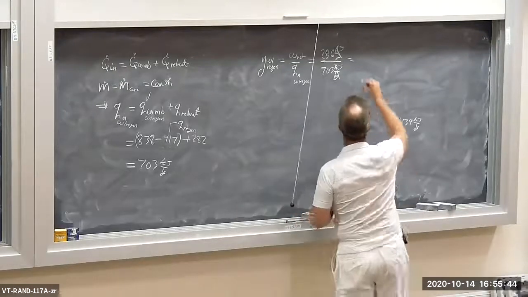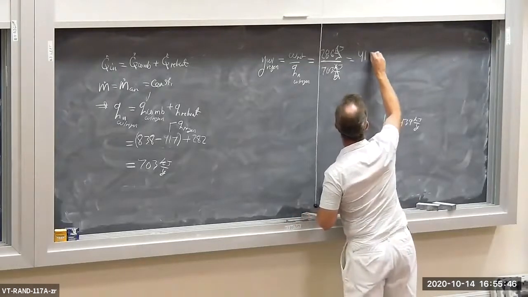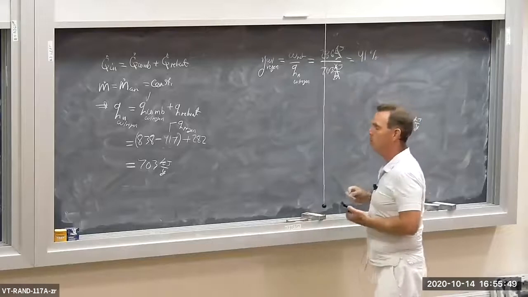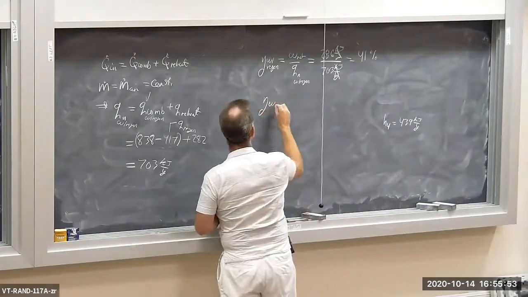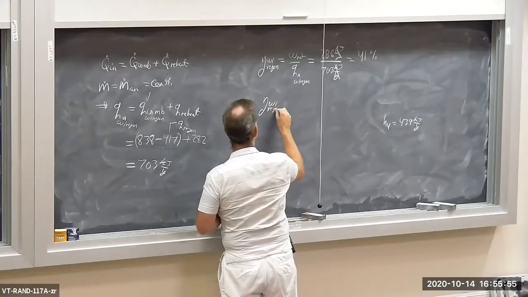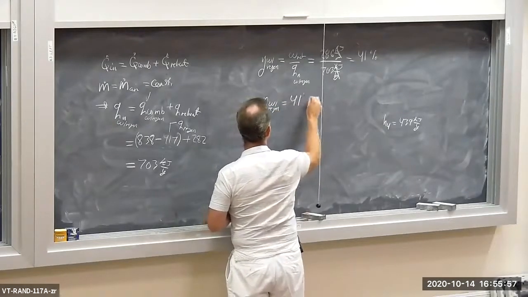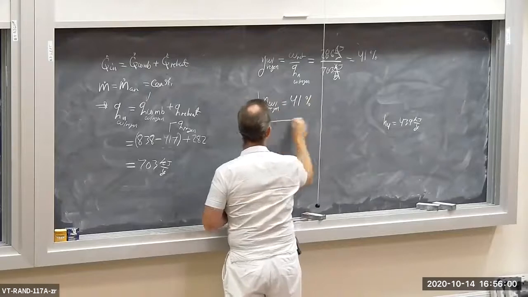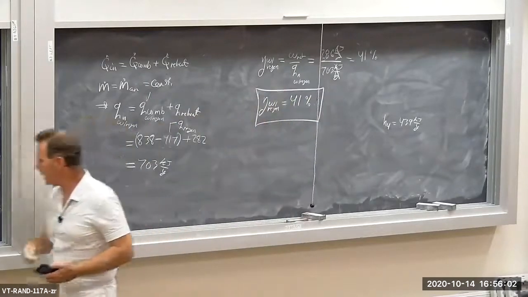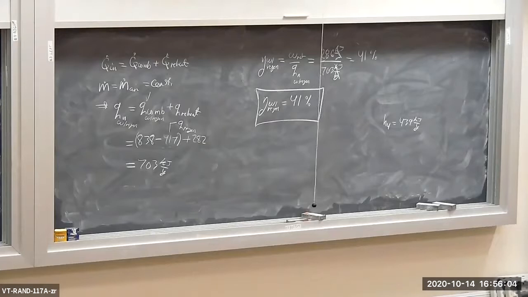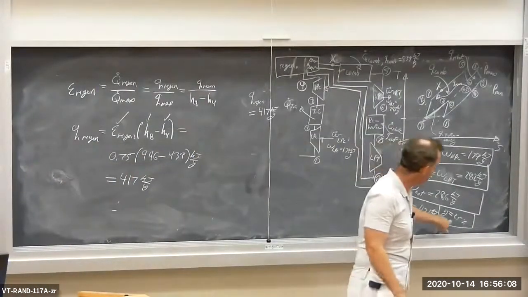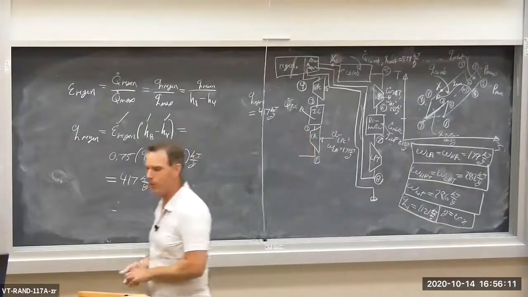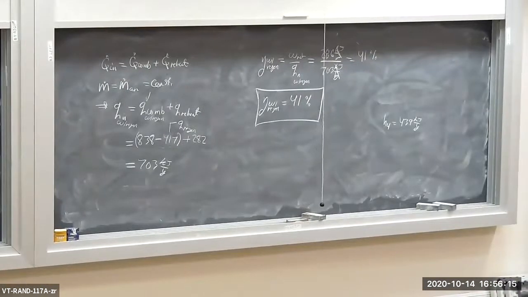It's actually 41%. So the new efficiency with the regenerator is 41%. Without the regenerator, it was 25%. No regenerator, it was 25%. So we bumped up the efficiency almost by a factor of 2.